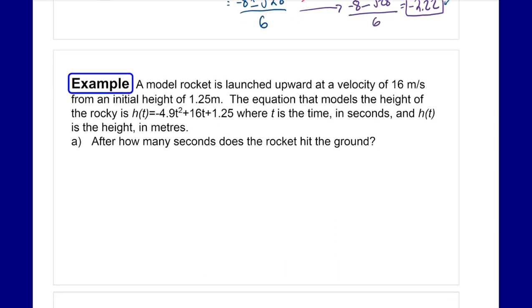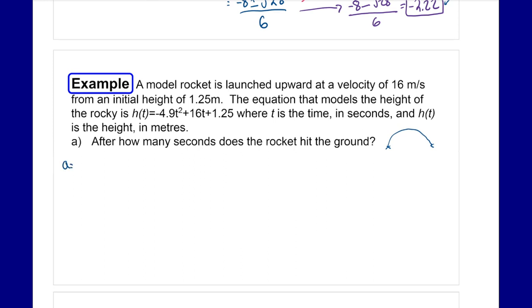So when it hits the ground, if we think of how this parabola would work, or how this quadratic would look, the rocket would go up in the air and then come down. So presumably, it's going to have two x-intercepts. One, we're assuming, should probably be close to 0, and the other one is going to be where it hits the ground. So we can figure out what that time is. So we have our formula.